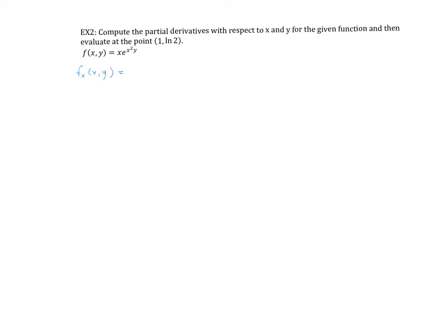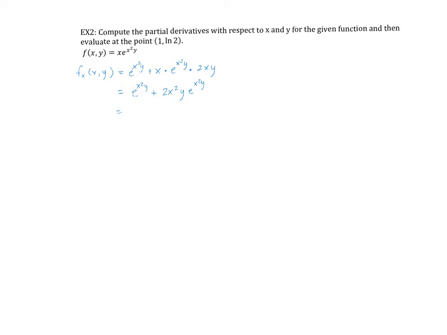Derivative of x is 1. And I'm going to keep e to the x squared y plus keep the x. The derivative of e to the x squared y stays the same, times the derivative of the exponent, but I'm taking the derivative of x squared y with respect to the variable x. So it's going to be 2xy. I would like to clean this up just a little bit. So this is going to be e to the x squared y plus 2x squared y times e to the x squared times y.